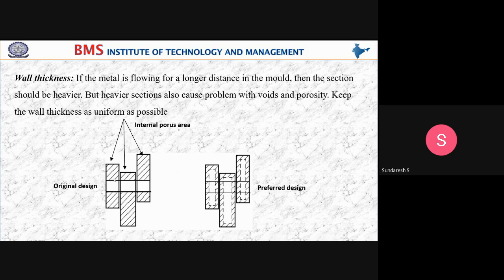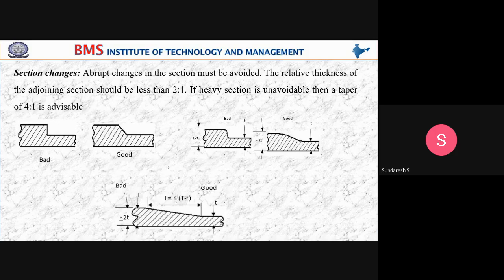Okay, see here wall thicknesses are so different here. So they have made everything same. The next important thing is section changes. See, abrupt changes in the section must be avoided.